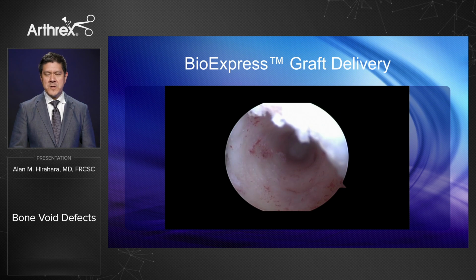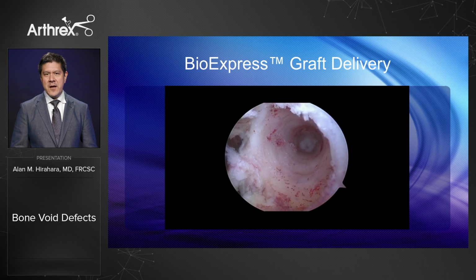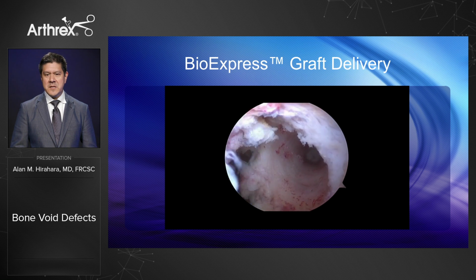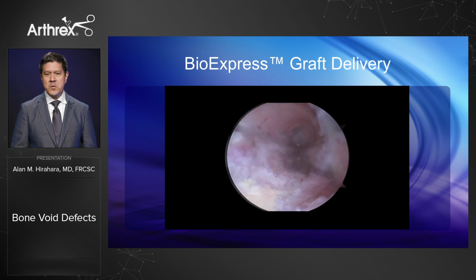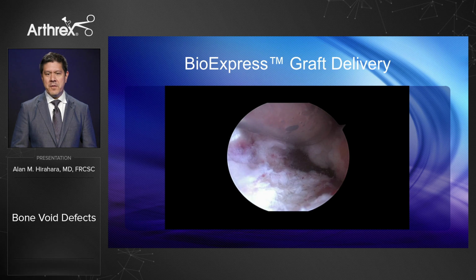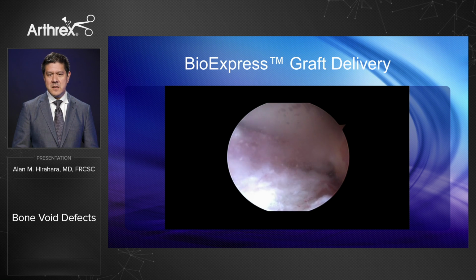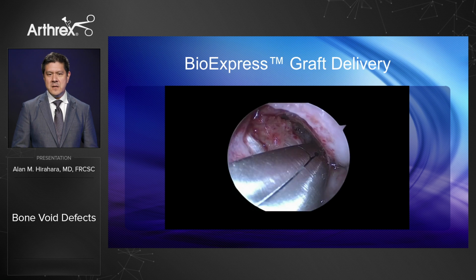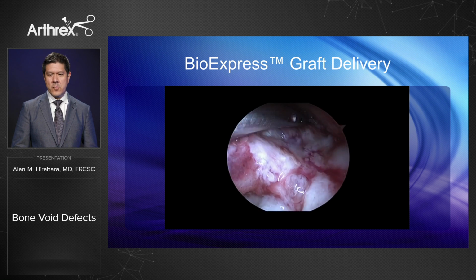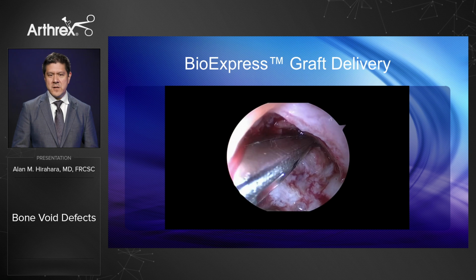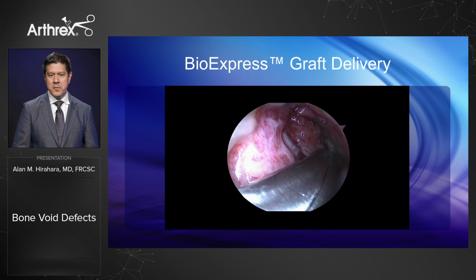And the new BioExpress graft delivery system allows us to easily place these grafts into position, even when it's quite thick, even using the cortical fibers. The clear tube allows us to see the delivery being placed. After that's done, you can smooth out the graft to make sure that it's nice and flush with your bone.